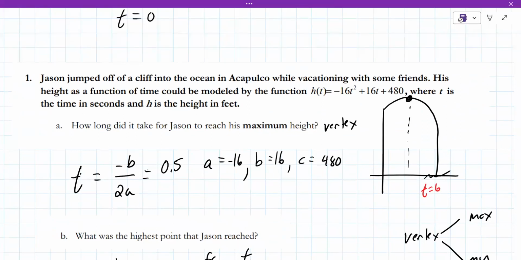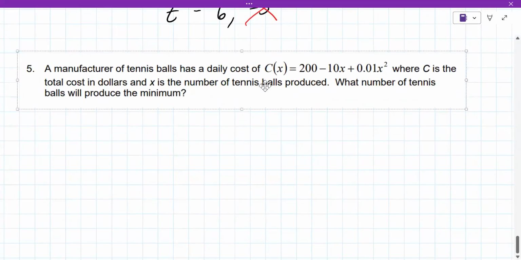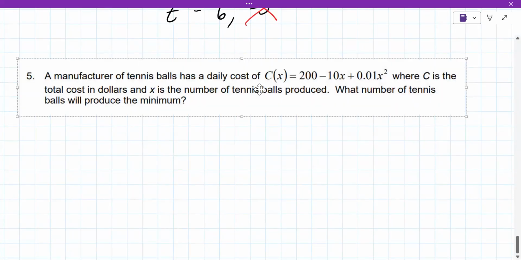All right. So I found some other problems. They're not really all that more interesting, but they're minimum problems. I think what I heard is the perception that vertex only means max. Well, the vertex can mean a min. Okay. A manufacturer of tennis balls has a daily cost function, where C is 200 minus 10x plus 0.01x squared, where C is the total cost in dollars, and x is the number of tennis balls produced. What number of tennis balls will produce the minimum?